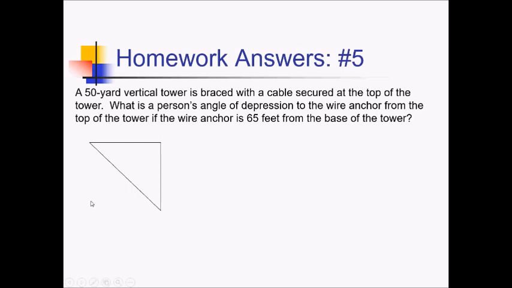Now, that's not part of the triangle, but we have this height of the triangle that's the same height as this tower over here. So we're going to put that 50 yards over here on this side of the triangle. Before we write down 50, though, we got to make sure that we're using consistent units, because they also talk about this wire anchor being 65 feet from the base of the tower. So we've got yards for one set of units and feet for another.